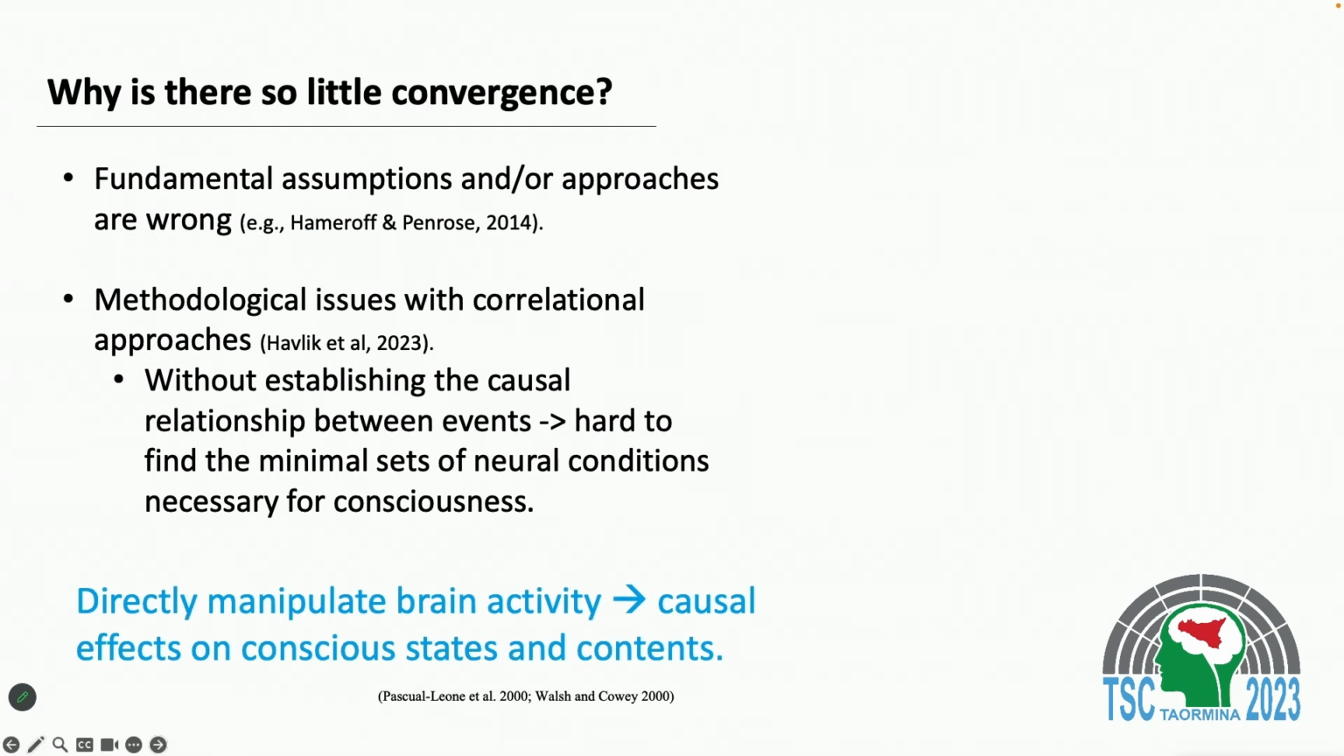And so many researchers, myself included, have been calling for the direct manipulation of brain activity through methods like brain stimulation, if, of course, they can be done safely, as an attempt to look for causal effects on conscious states and the contents of consciousness. So we could also call these the NCCs. It's the neural causes of consciousness instead of the neural correlates of consciousness. And of course, brain stimulation would be one way to do this.